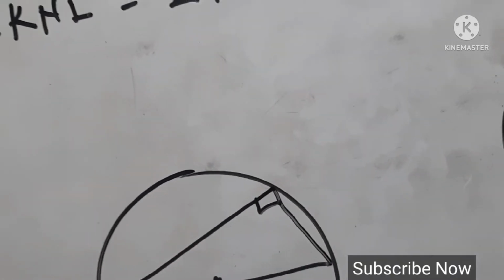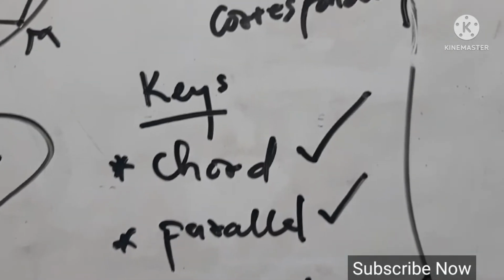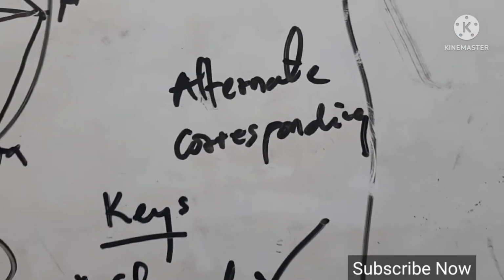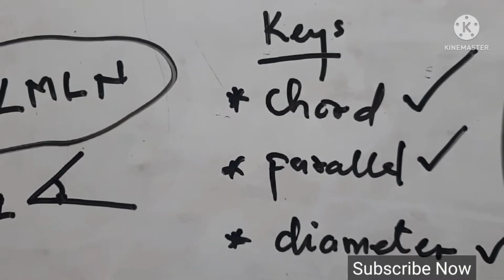in our problem solving. And then the parallel also tells us to use the alternate and the corresponding angle, any one of them, or maybe two at the same time. The chord moves on to the other property. So let's see how to use this.